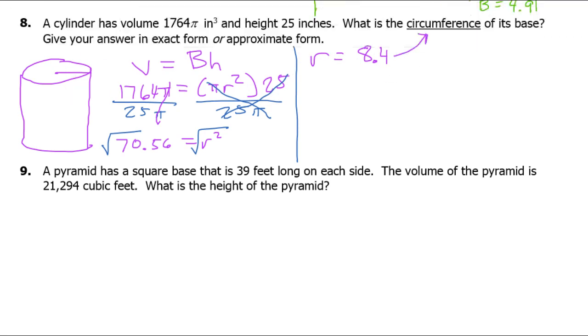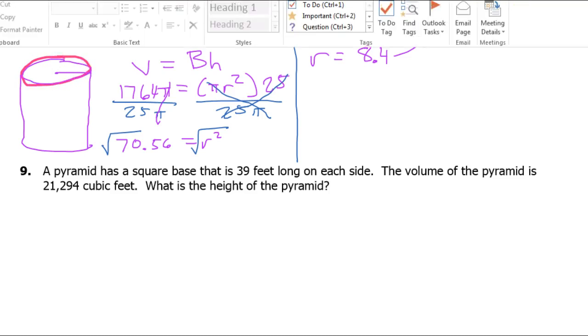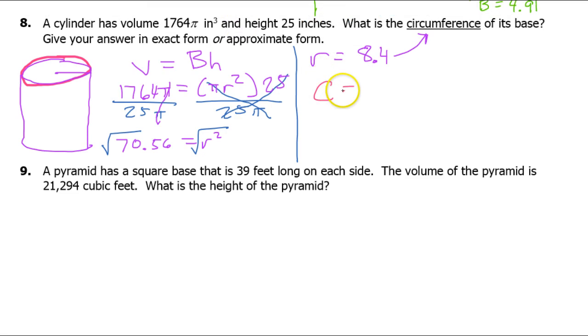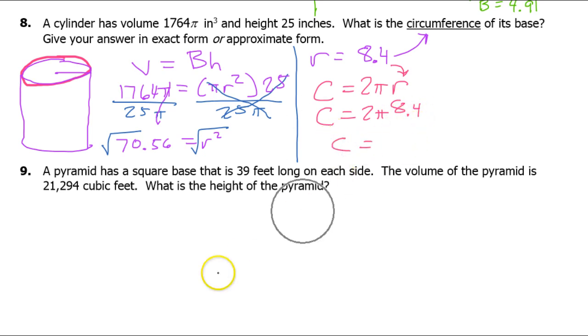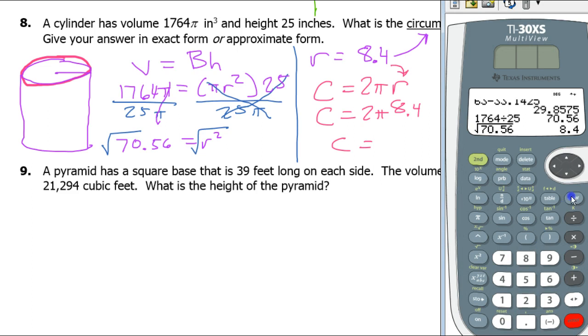All right, the circumference of a circle, that's like the perimeter of a circle, but the formula for it is 2 pi times the radius. But I now know what the radius is. So now I can say that the circumference will be 2 pi times 8.4. So I'm ready to say what the circumference is. Okay, 2 pi 8.4. Okay, that's 52.78.